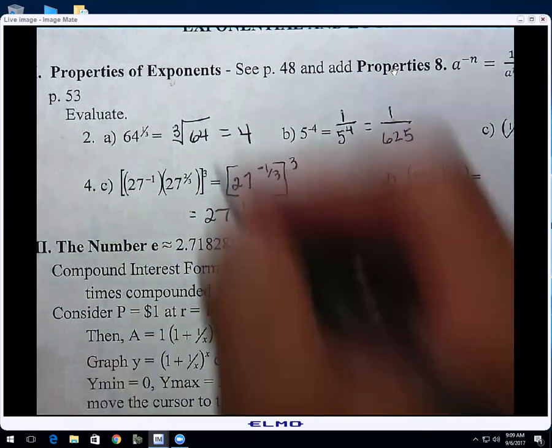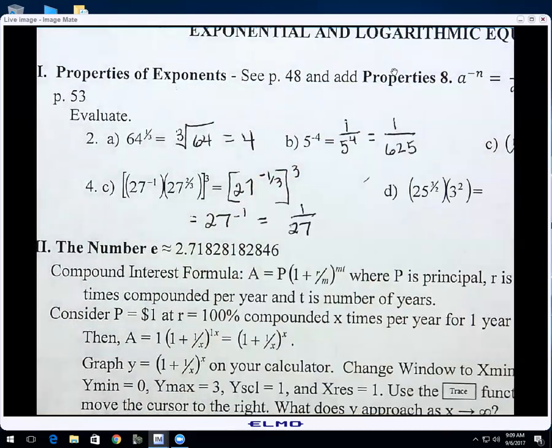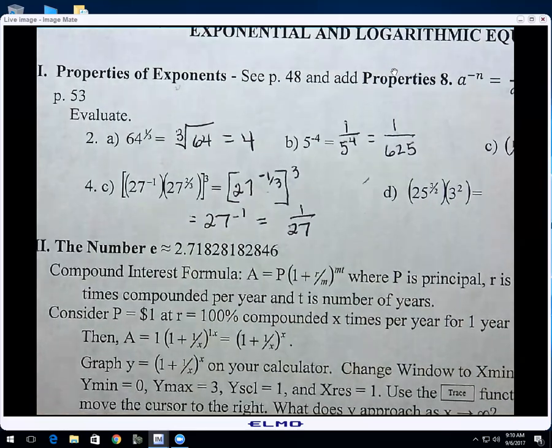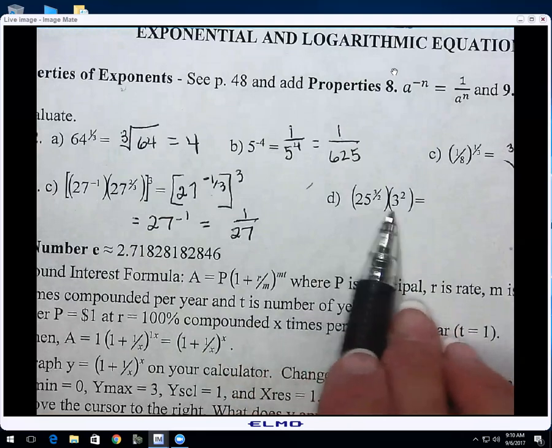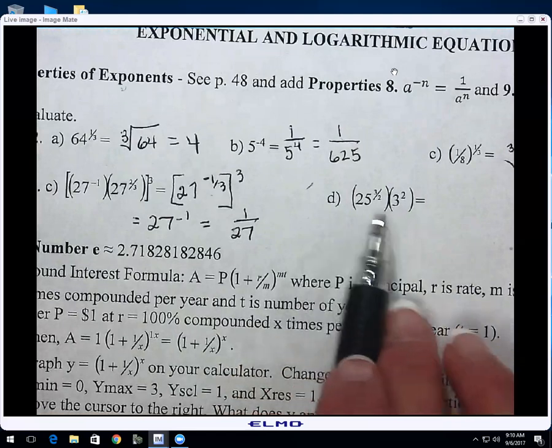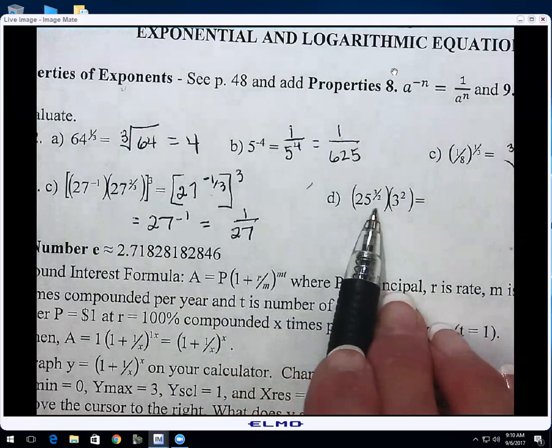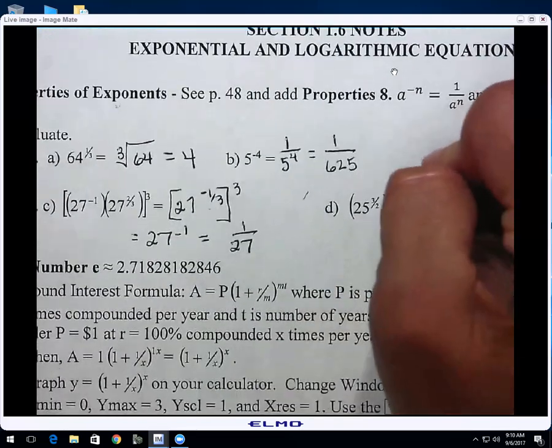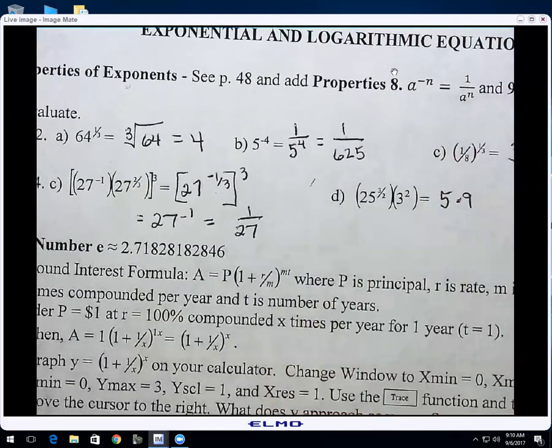27 to the negative 1 is what? 1 over 27. All right, that's super easy. What about the D part? Can I multiply and say that's 75 to the something? If you don't have the same base, you can't add the exponents. 25 to the 1/2 is what? Square root of 25, better known as 5. And 3 squared is 9.